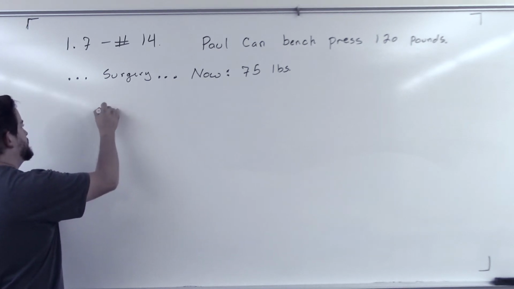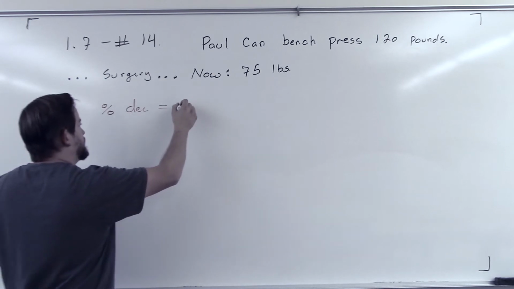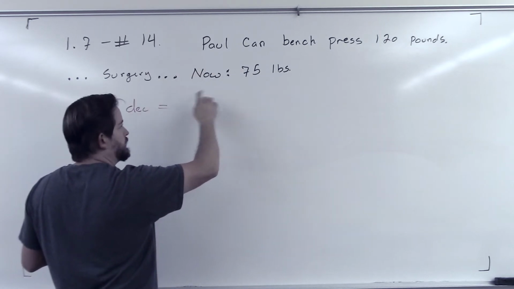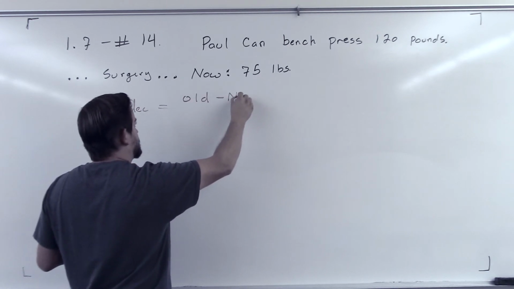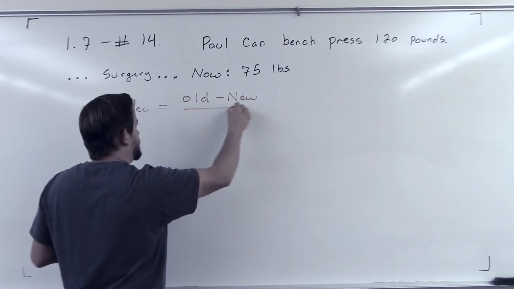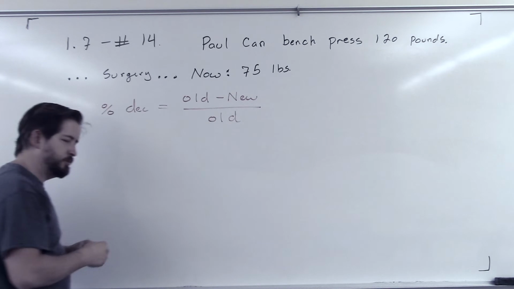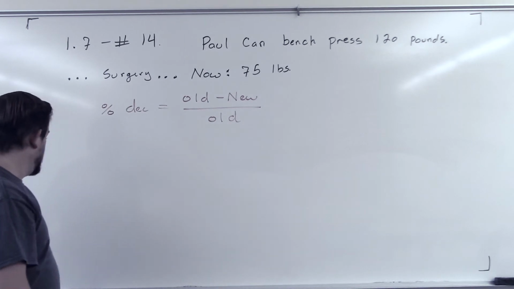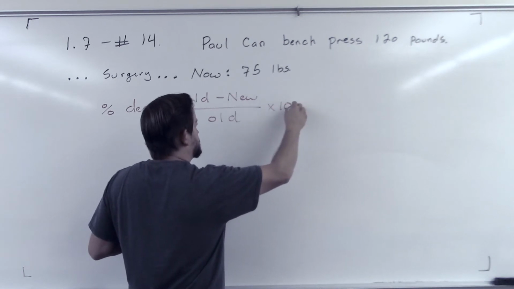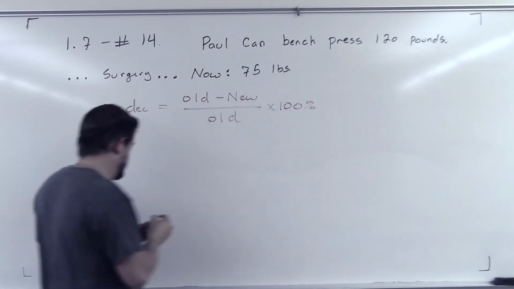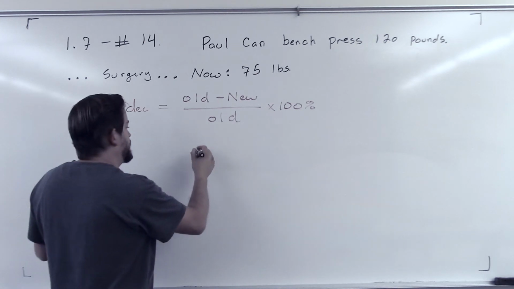The percent decrease is the old minus the new, divided by the old. It's always divided by the old, right? Because it's a comparison to the old. And then we multiply this by 100% to turn it into a percent.